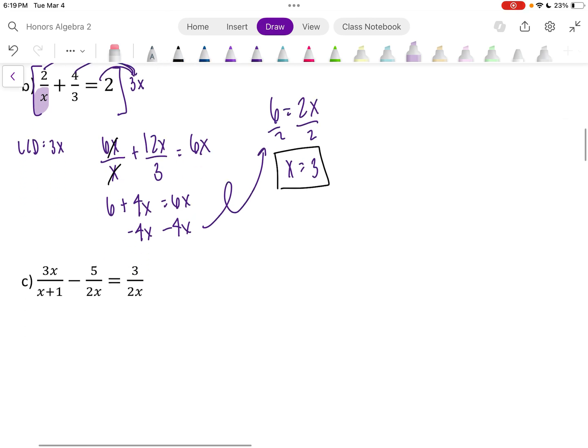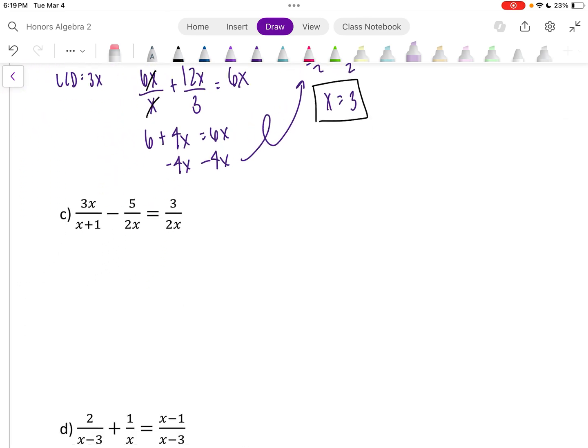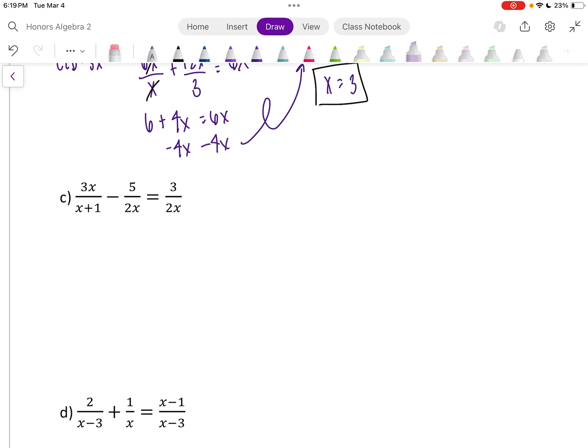Okay. C. My LCD for this one is going to, actually, no, I don't need the LCD. I think Maggie was the one who pointed out, after I asked why I moved over the 5 over 2x, is because you can just combine like terms. So that's your easiest case here. So plus 5 over 2x. You could have multiplied everything by the least common denominator. Each one would work. It just depends on how much work you want to do. So we're going to have 3 over x plus 1 equals 3 over 2x plus 5 over 2x is 8 over 2x.